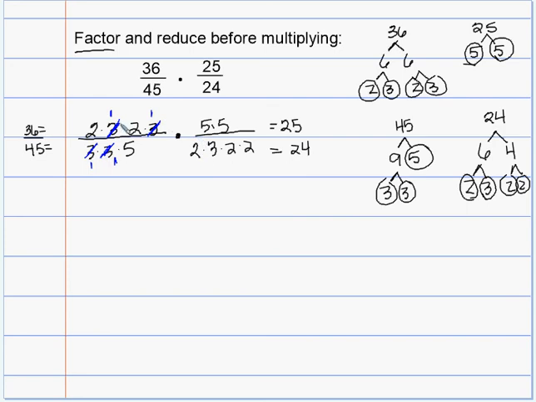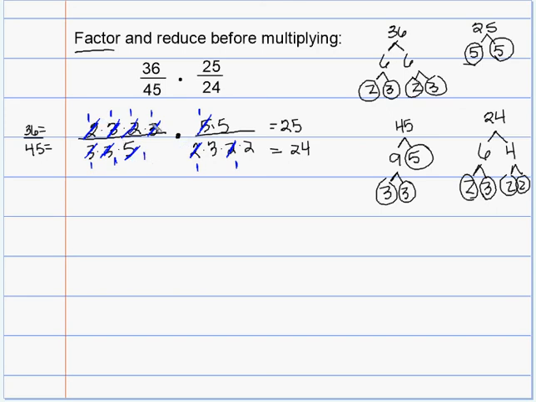Then I'm going to look for diagonal pairs, because this 5 and 5 has nothing in common in its own fraction. So I have a 2 here. I can divide that with this 2 here. And I have another 2 with this 2. And then I'm going to work the other way, and I have a 5 and a 5.